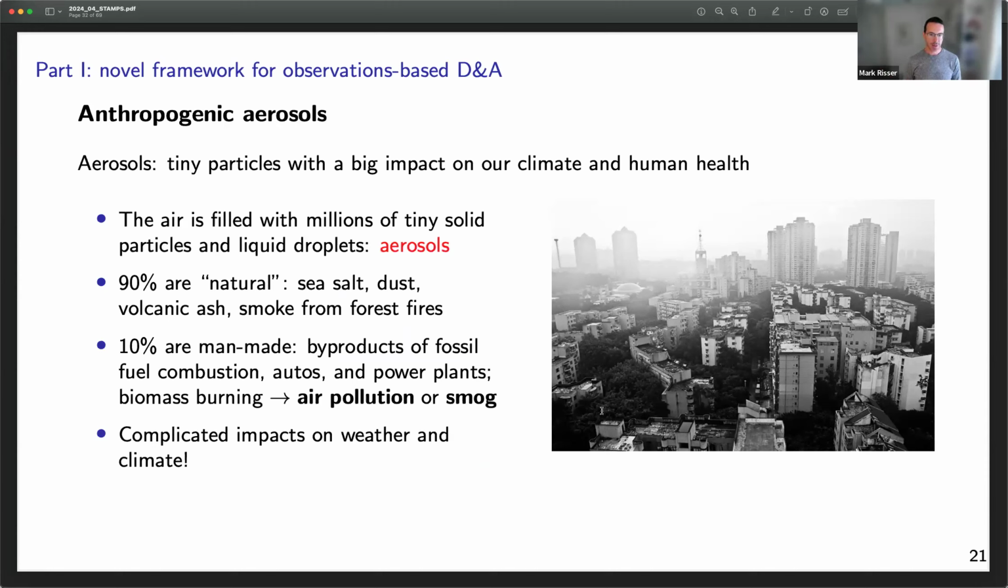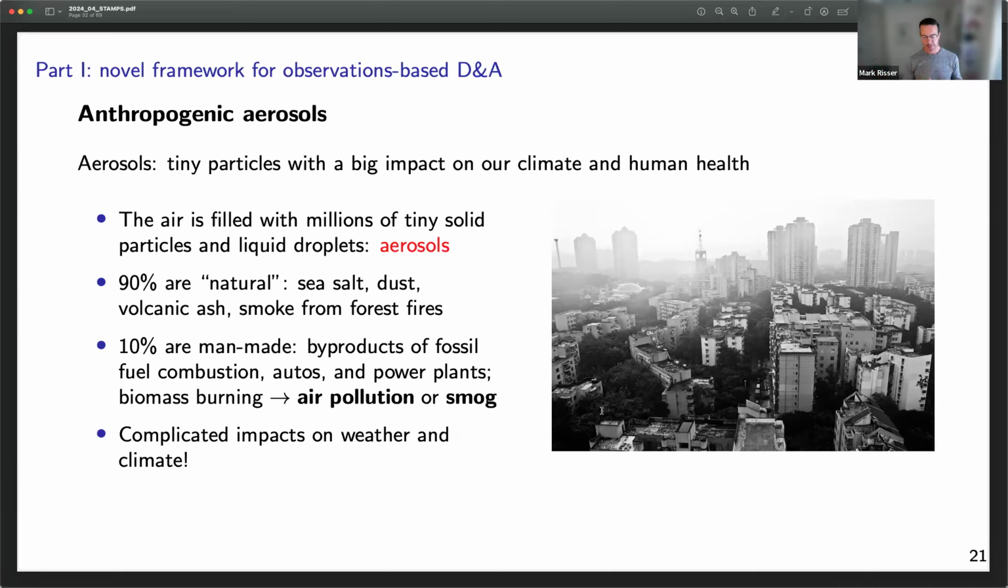Anthropogenic aerosols are a bit of a different story in terms of what we know and what we might expect for precipitation. But the air around us, as you're breathing right now from wherever you might be, is filled with lots of tiny particles and also liquid droplets. Those are what we call aerosols. Globally, a lot of these aerosols are natural in the sense that they're coming from the ocean, from sea salt, dust from desert or arid areas, also volcanic ash, smoke from forest fires, and things like that.